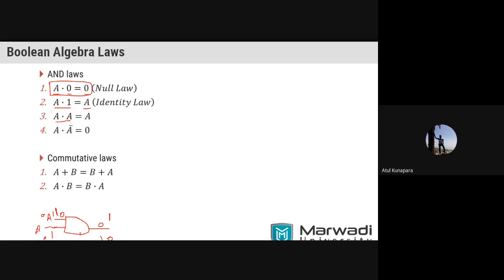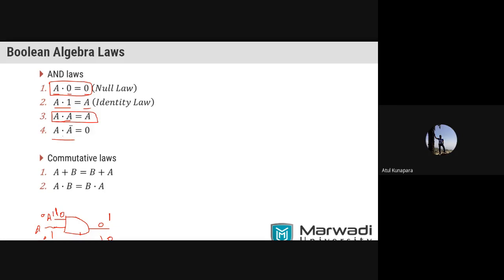That is, if you are performing AND operation of any signal with the same signal, then the output will be equal to the signal you are performing AND operation on. Similarly, another AND rule is that if you perform AND operation of any signal with its inverted signal, A dot A bar.